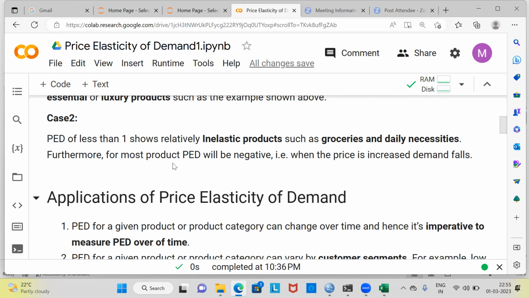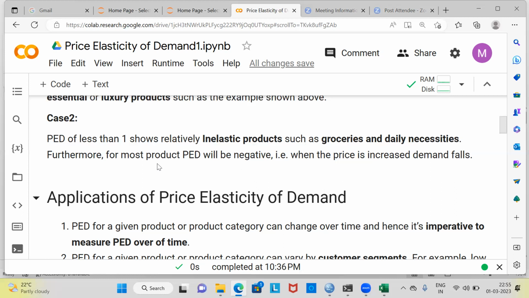Furthermore, for most products, PED will be negative. This is very interesting. We are saying that for most of the products, PED will be negative. That is, when the price is increased, demand falls. Let's just break this down.